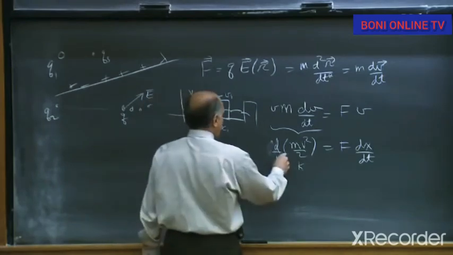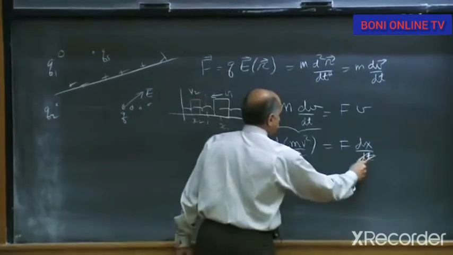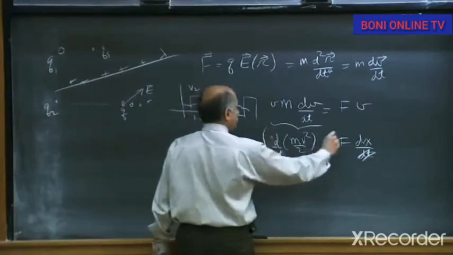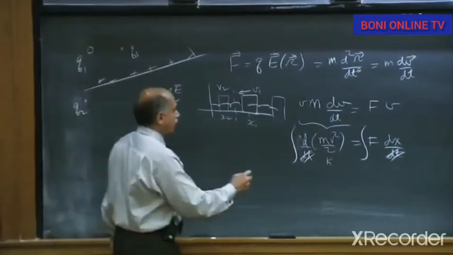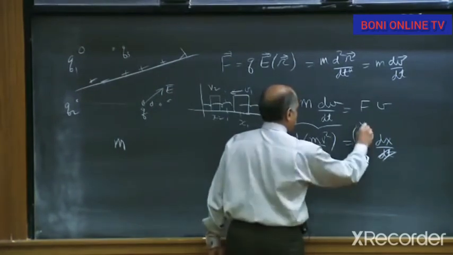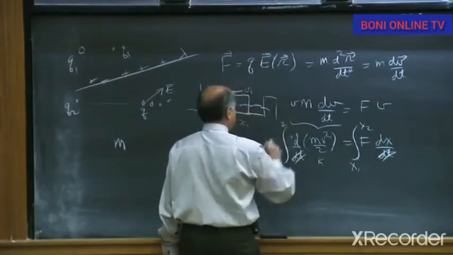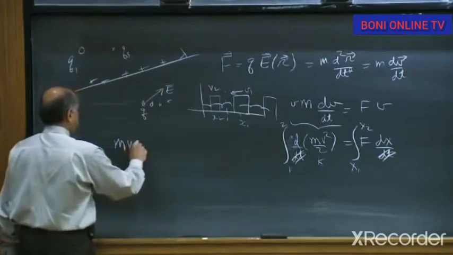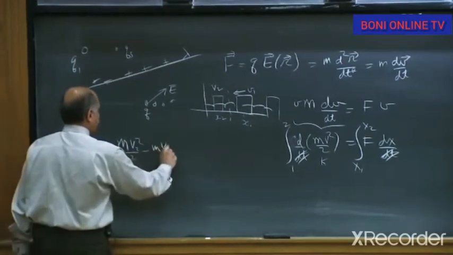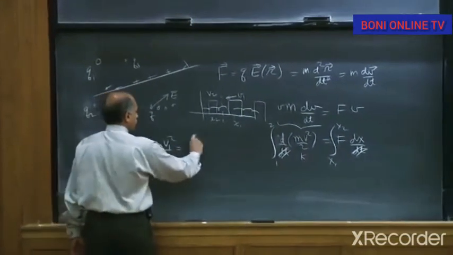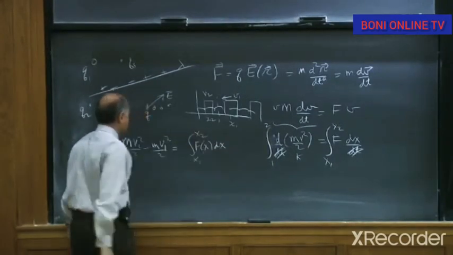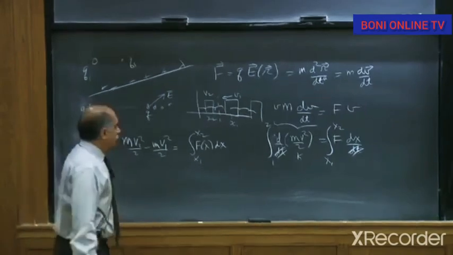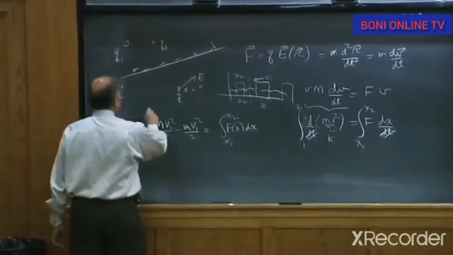So if you multiply both sides by dt, then you find this relation. And if you add up all the changes, we get this relation. So let's see, we are integrating from a starting point to an ending point and from some starting time to ending time. We get m v2 squared over 2 minus m v1 squared over 2 is equal to the integral of F(x) dx from x1 to x2. And this is called the work-energy theorem.